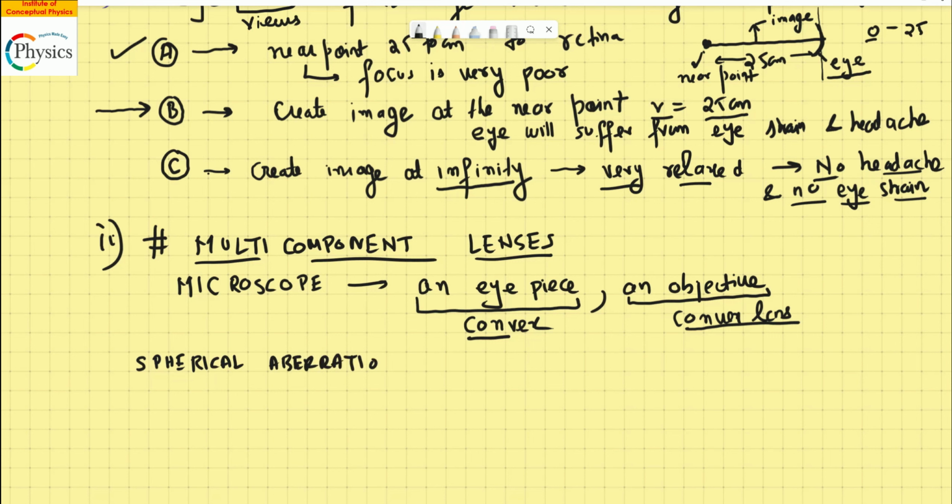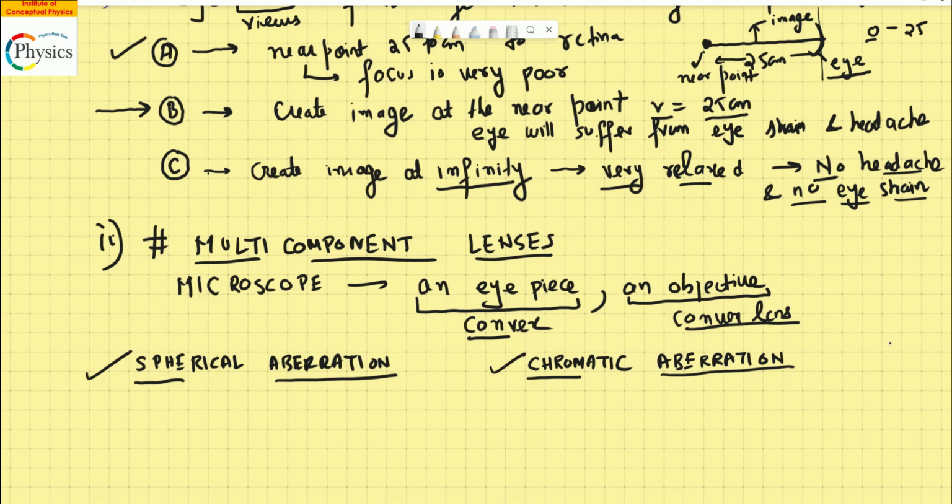The second problem you have is something called chromatic aberration. What people using the compound microscope were facing were two problems. Problem number one was spherical aberration. What is spherical aberration? And what is the consequence of these two? The consequence was that the image quality was very poor. Both of these problems resulted in a poor quality image.